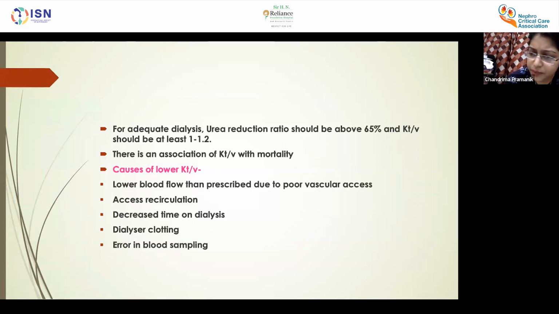Ma'am, there is a logarithmic relation between KT by V and URR. That is, KT by V is equal to minus ln, minus logarithm of 1 minus URR. So what URR is, it is a marker of urea removal. But what KT by V in addition gives you, if you can go back to that Daugirdas equation.